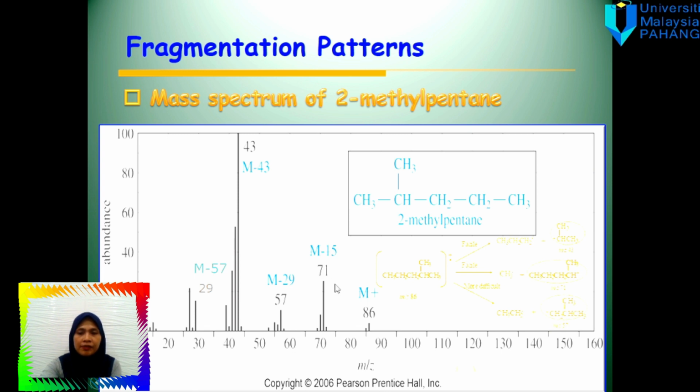So this is the first fragmentation. And next, I can predict the loss of this part, and this one remains as the cation. So the m/z is 43 here, the most stable one. Here, the most stable.